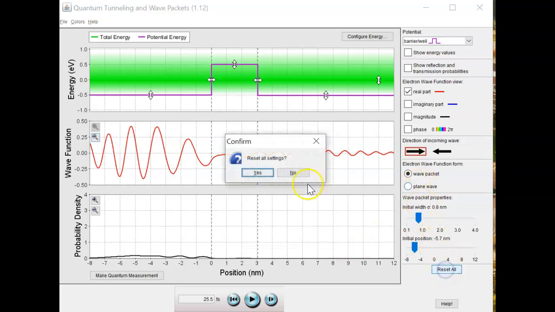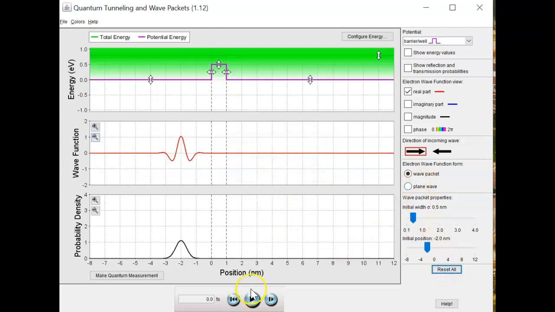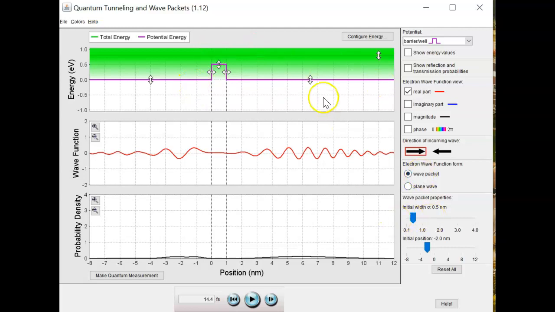So we can reset all again, and so the notion being that when it hits this, some gets transmitted, some gets reflected, but now we've seen that different energies have different reflection and transmission probabilities, and since our wave packet's made up of those different energies, we see this weird behavior.